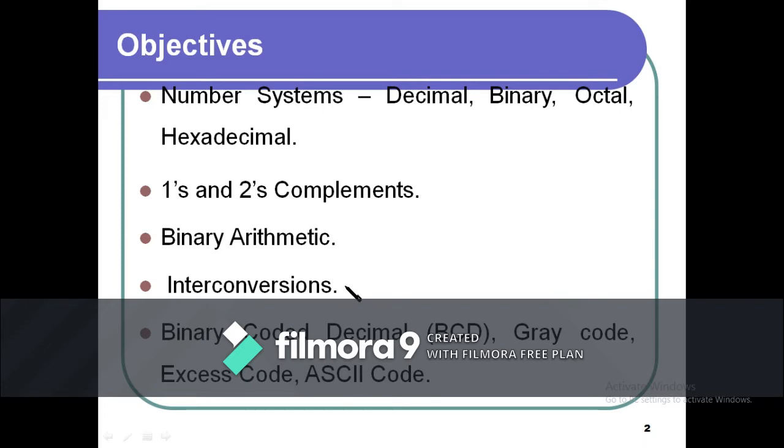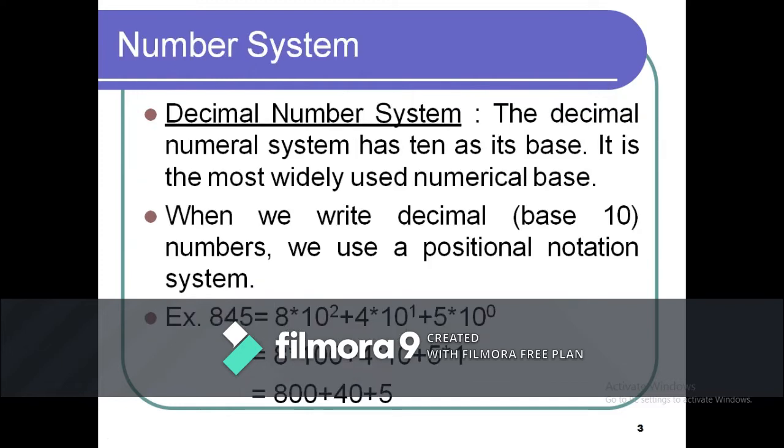Okay. Now we go to the next slide. The first one, number system. Here we take the decimal number system. The decimal number system is a numeral system that has a base of 10. Here the given base is 10, and it is the most widely used as compared to other numbering systems.